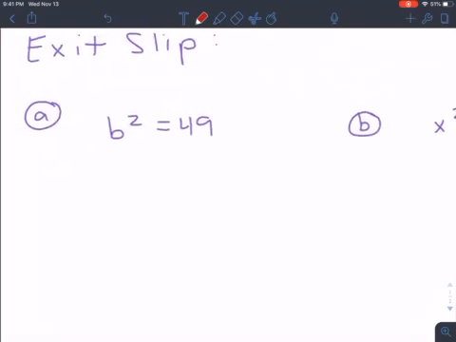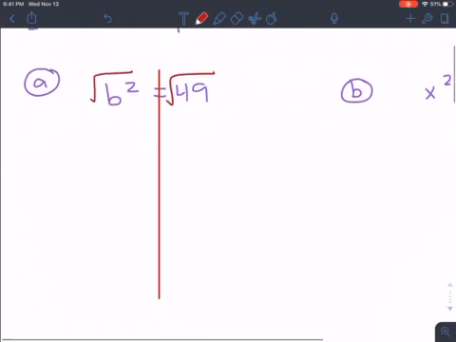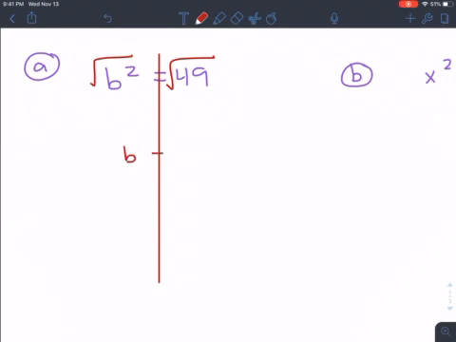So on example A, we are solving for b. I know that b squared equals 49, so let's do our little line down the middle. The only way to undo b squared is to square root both sides, which is going to leave me with a single b on the left. And then I have the square root of 49. Since I wrote in the radical sign, I'm going to have plus or minus, and then figure out what times itself gives me 49. That's going to be 7. So b could equal positive or negative 7.